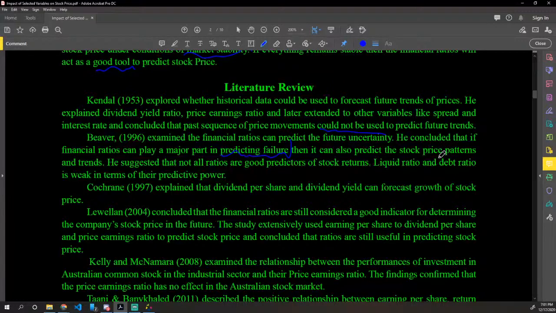So it can help predict the stock price patterns and trends. It is also that not all ratios are good predictors of stock return, that is correct as well. And then liquid ratio and debt ratio in terms of their predictive power. What ratio? Liquid ratio and debt ratio, right? Yeah, they basically does not make any sense. Even with the company's liquid does not mean that its net income will be in the upward trend or it's growing kind of thing, right? Debt ratio, ooh, debt ratio, okay.